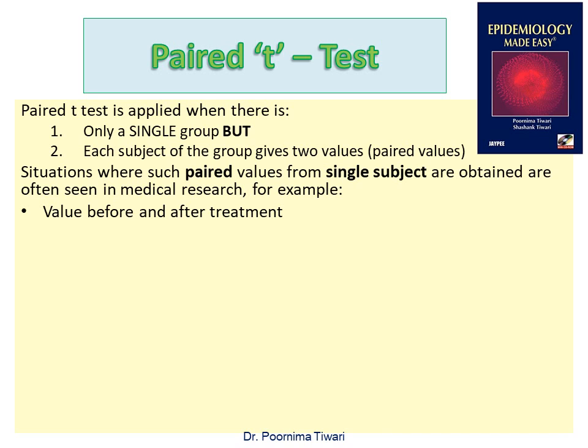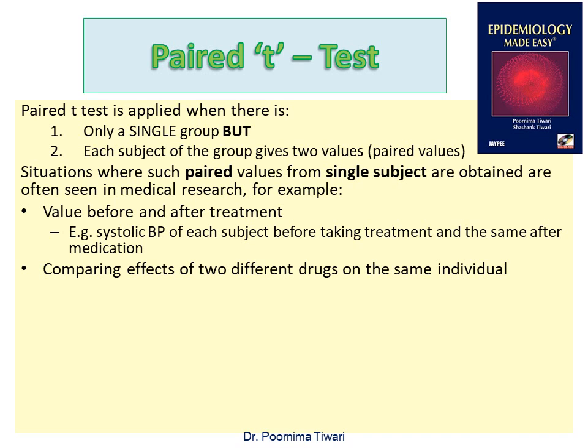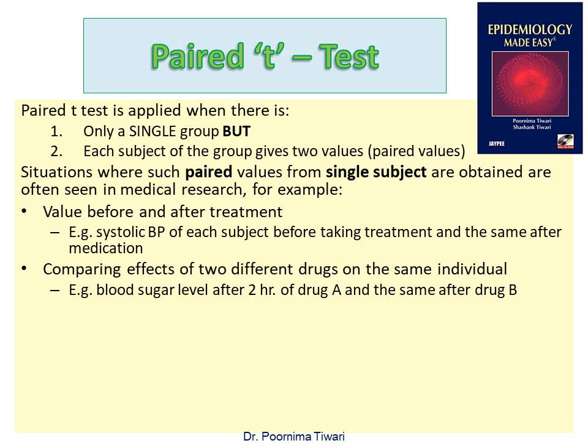Following are some examples. When you want to see the value before and after treatment, like systolic blood pressure of each subject before taking the treatment and after taking the treatment. Another such scenario is comparing the effect of two different drugs on the same individuals. For example, blood sugar level after 2 hours of drug A and blood sugar level after 2 hours of drug B after some washout time in between.